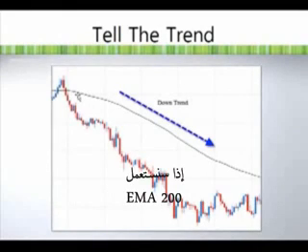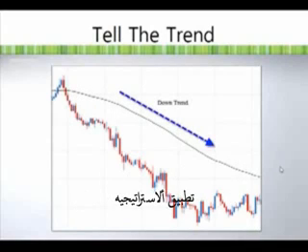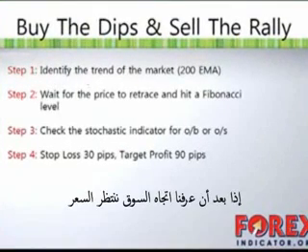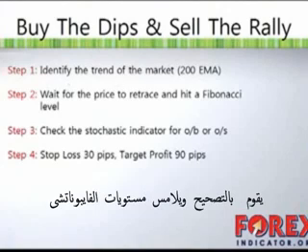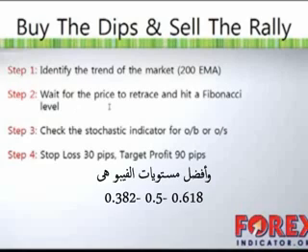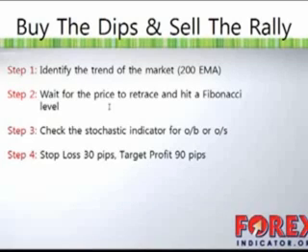What you need to do is wait for the 200 EMA to be sloping in a particular direction, and then you can start to apply this strategy. Once you identify the trend of the market, you wait for the price to retrace and hit the Fibonacci level. The best levels are the Fibonacci 0.382, 0.5, and 0.618. These are very strong support and resistance levels.